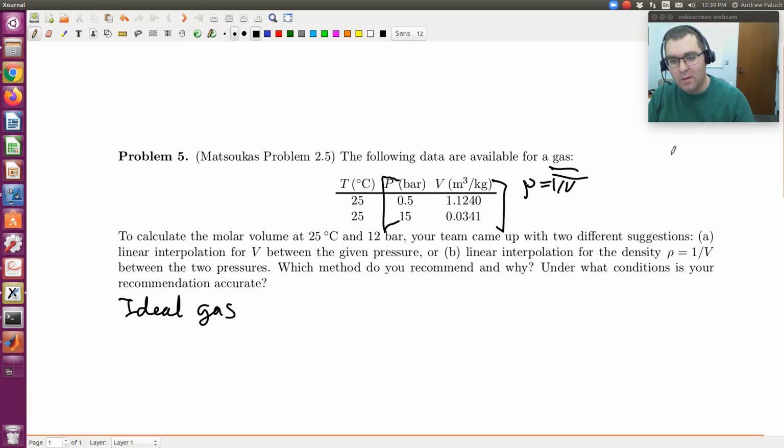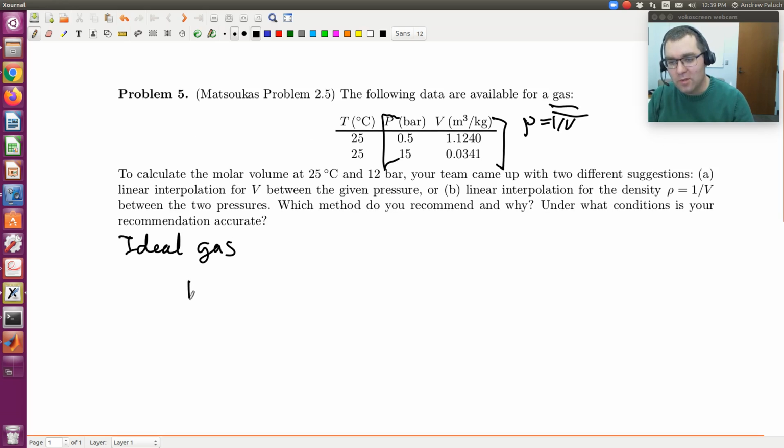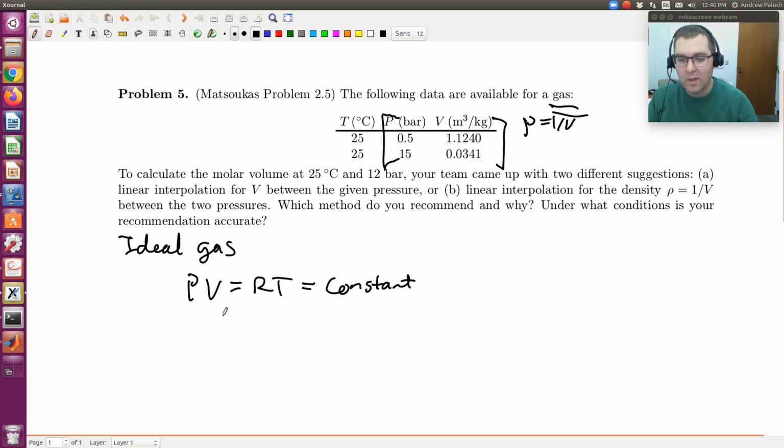For an ideal gas, I know I have my ideal gas equation of state, which tells me that PV is equal to RT. Now R is my molar gas constant, and T is temperature, which in this case is being held constant at 25 degrees C. So RT is in theory just constant. Therefore PV is constant. So the key for my ideal gas is that my pressure is proportional to 1 over V, which is equivalent to my density. So pressure is proportional to density, whereas pressure is inversely proportional to specific volume.